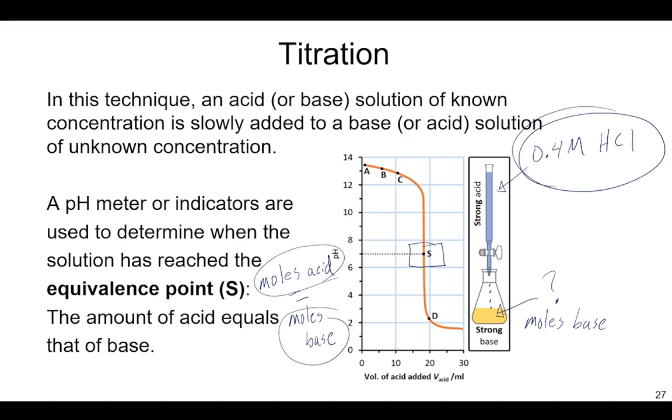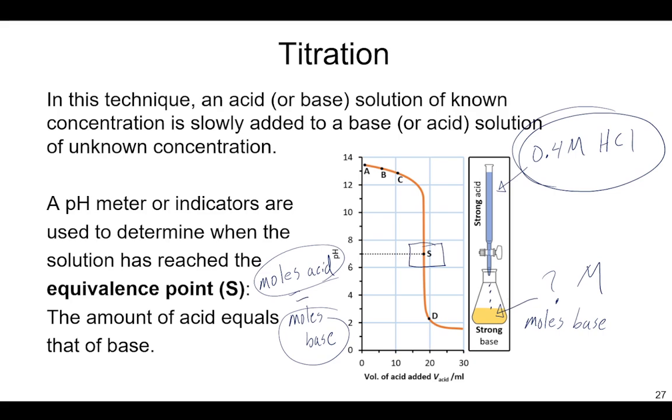And we know the volume down here, the base, so we can figure out the concentration or molarity of this base. So a titration is all about adding some known acid or base concentration to an unknown acid or base in order to reach the equivalence point and use the information of moles of acid equivalent to moles of base to figure out this unknown.